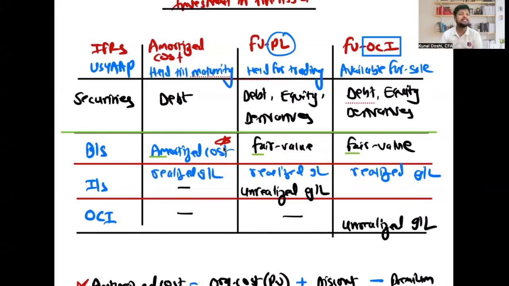Now, since it is amortized cost, there is no unrealized gain or loss. But since it is fair value in the other 2, there is unrealized gain or loss, that is increase or decrease in the value of the asset, which is recorded based on the name. FVPL means it's recorded in the income statement, and FVOCI means it's recorded in the OCI, other comprehensive income. This is for unrealized gain and loss. All right. But realized gain and loss, like interest in the case of debt or dividend in the case of equity, is always recorded in the income statement. So income statement is about realized gain and loss, which is the same for amortized cost, FVPL or FVOCI.